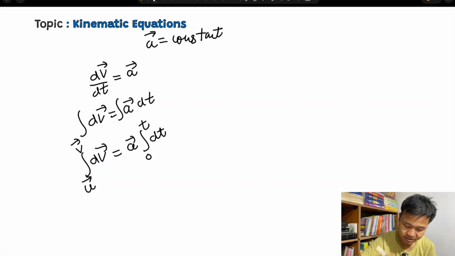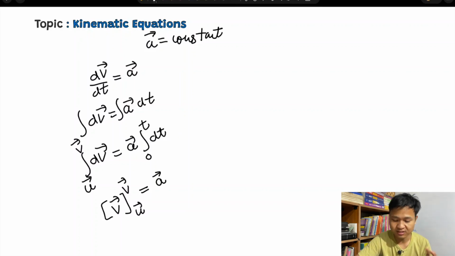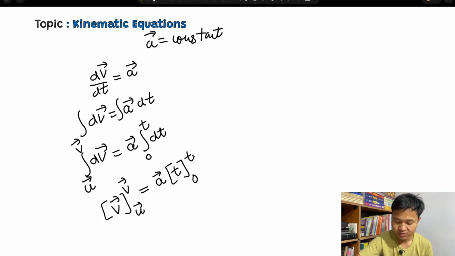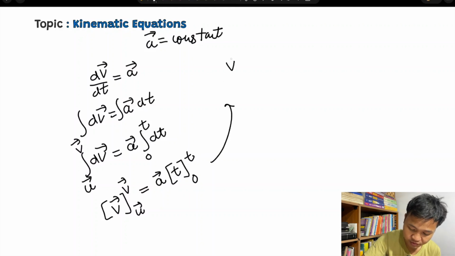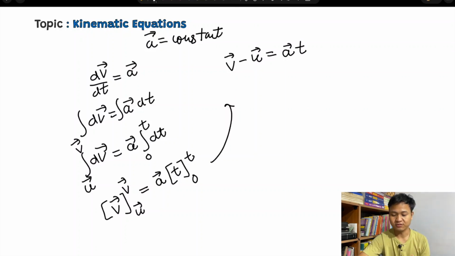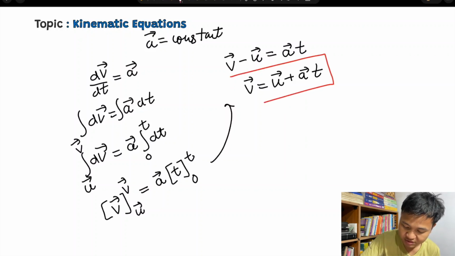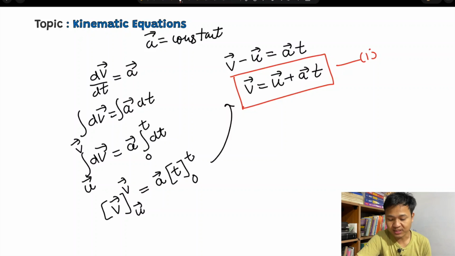What is the integral of dv? If you integrate dv, you get v, from u to v, equals a outside. What is the integral of dt? It is t, from 0 to t. Now put the limits. So v minus u equals a into t. All of you know this formula: v = u + at. So we got our first equation.